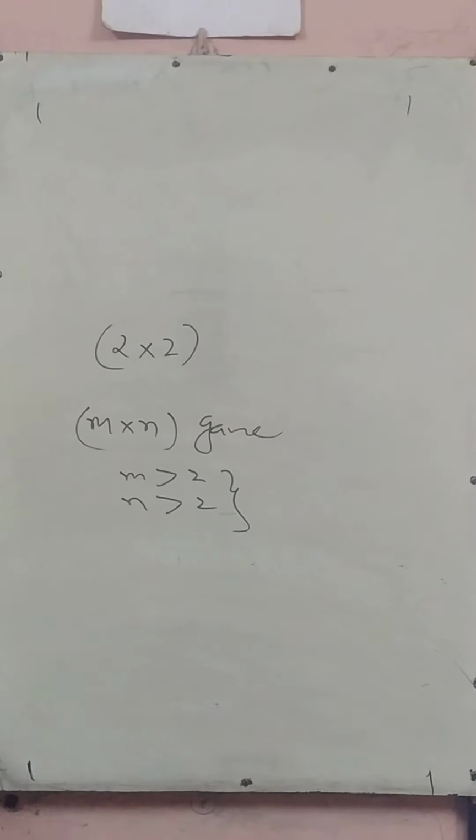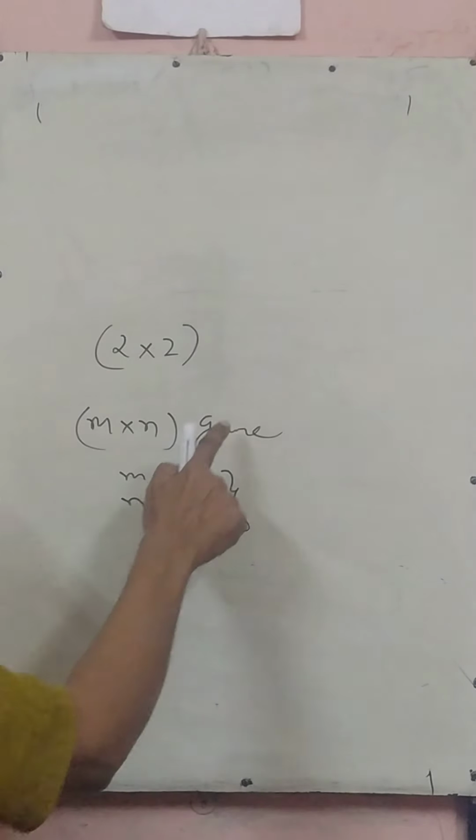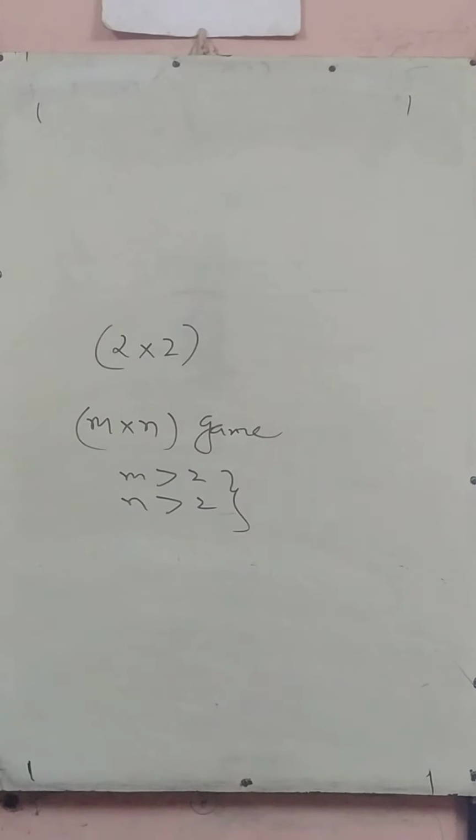The main target in this case will be to reduce this M cross N game to a 2 cross 2 game. That means reducing the bigger matrix to a 2 cross 2 matrix. There are many methods. In this video I want to discuss the dominance principle. If you just remember one thing, you can easily remember this idea.